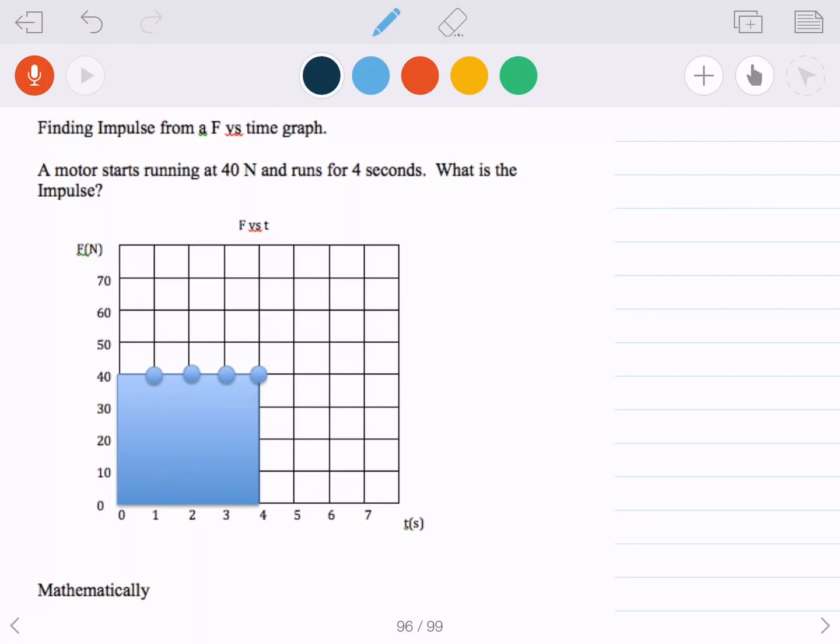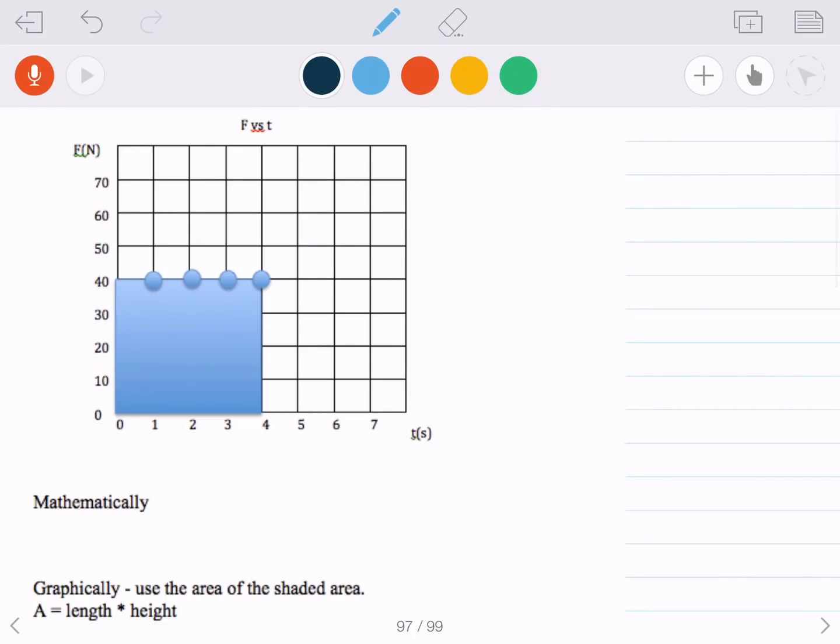So we have a motor that we turn on at time equals 0, and it's running at 40 newtons the whole time. So it starts at 40 newtons and runs for 4 seconds. Mathematically we would just say impulse equals force times time, which equals 40 times 4, which equals 160 newtons times seconds. Okay? But we can also do this graphically.